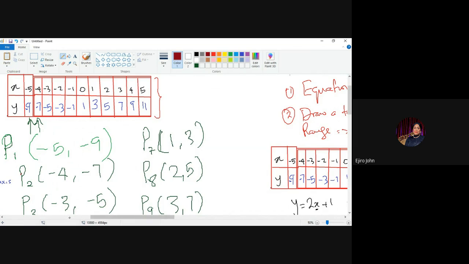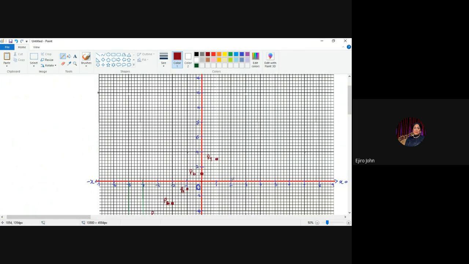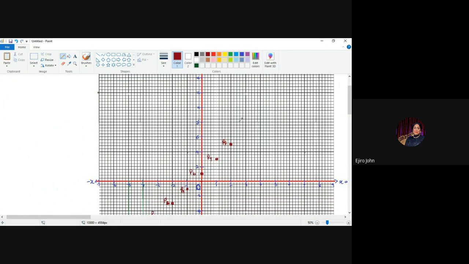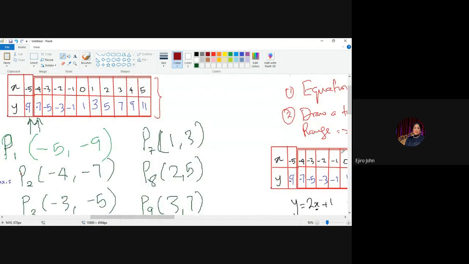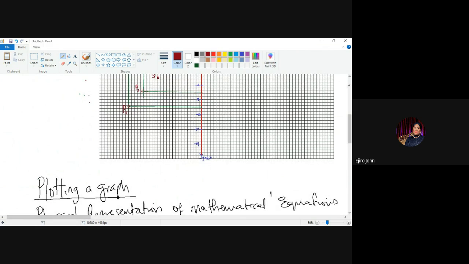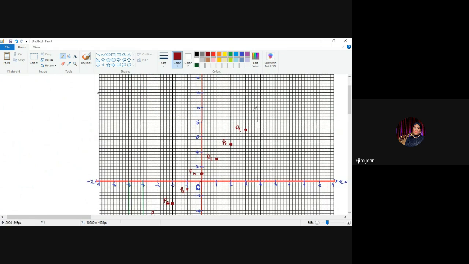P8 is 2 and 5. P9 is 3 and 7. P10 is what? 4 and 9. P10 is 4 and 9. 9 is midway between.